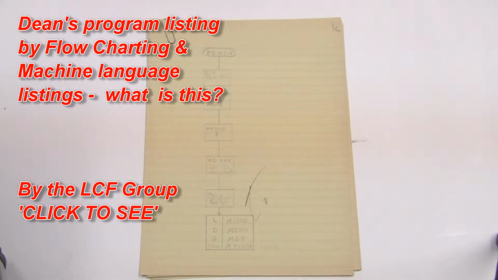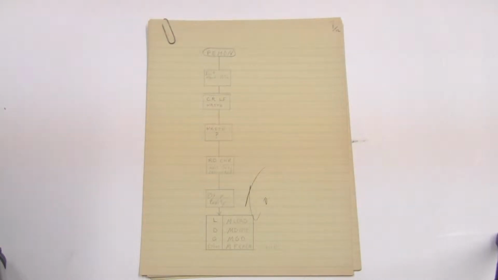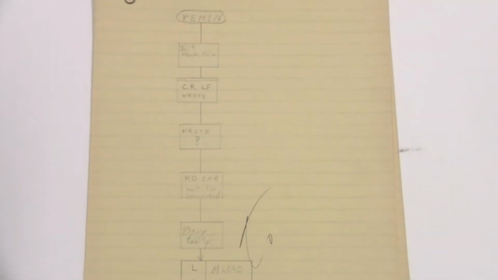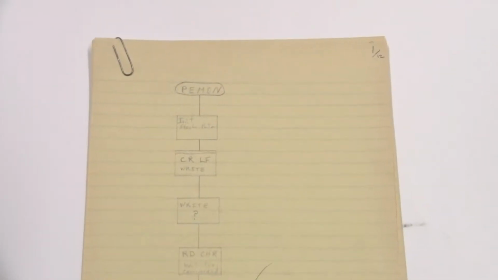Well, the material that Dean sent me with this MITS Altair 8800 really took me back about 35 years, when we were doing machine language programming on the 8080 and teaching that information. I don't know if people even flowchart anymore. They probably do. But here's some flowcharting he did, and he wrote some pretty neat programs for his computer.